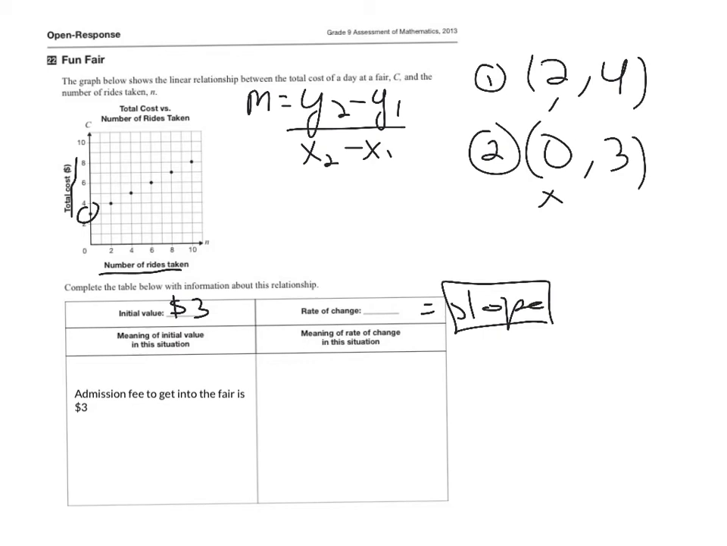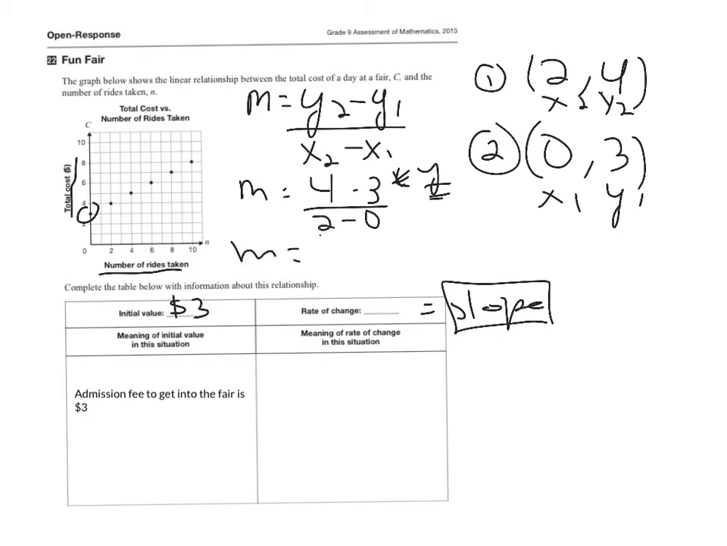Okay. I'll actually turn that around so it's easier. It doesn't matter which one you put as x1 or y1 or x2 or y2, because you'll get the same answer. This just looks easier. 4 take away 3, make sure you put the y value here, and 2 take away 0 will give me 1 over 2, which is 0.5.